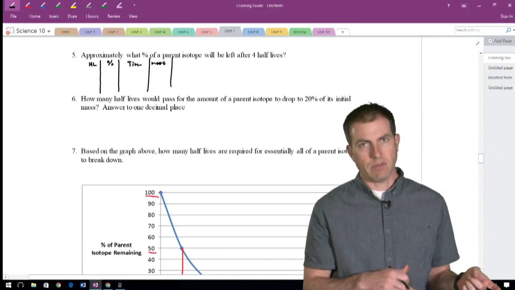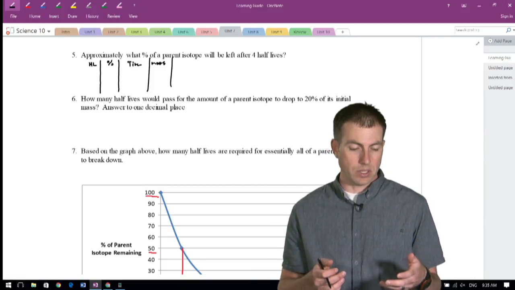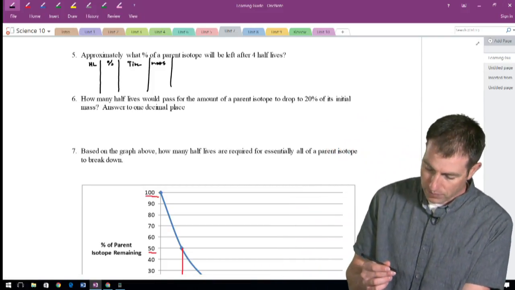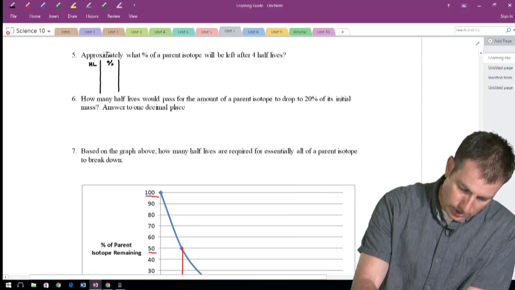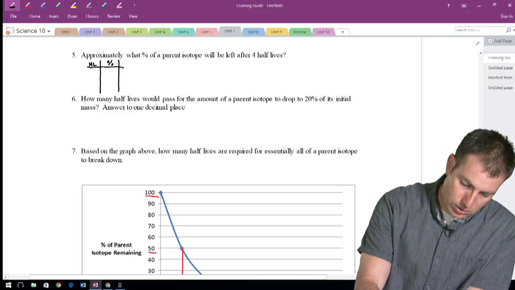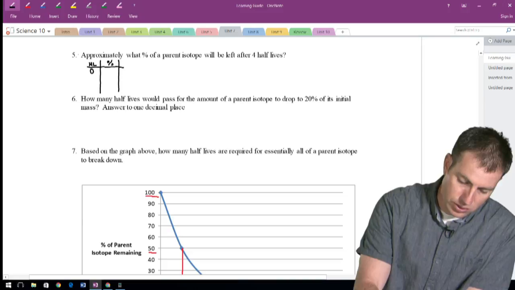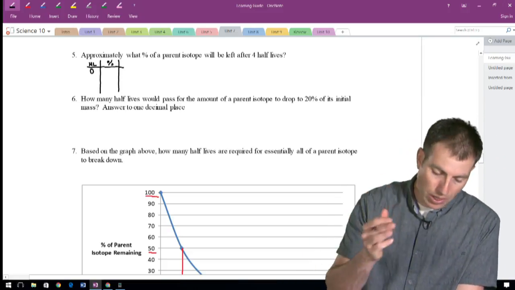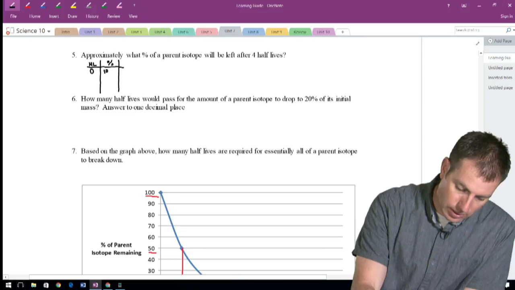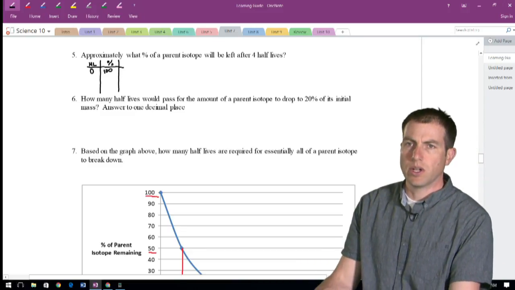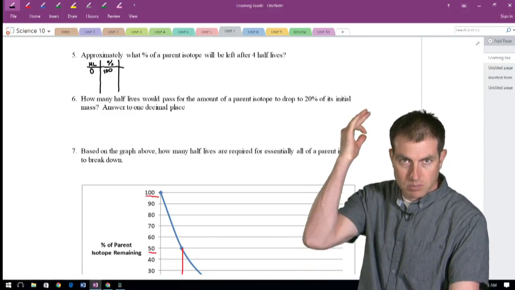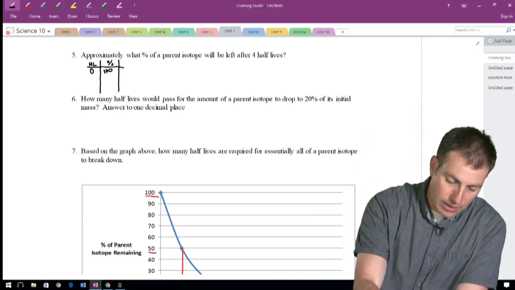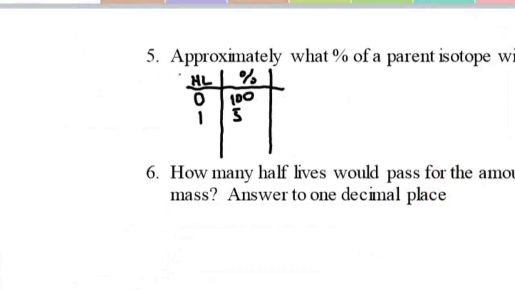All we need is number of half-lives and percent, because it says how much percent of your parent isotope will be left after 4 half-lives. So I'm going to lose some of the stuff on the side here, and we'll just go through like this. I'm always going to start at 0. And when I start at 0, I have 100% of what I initially started with. So 100% at 0. Generally speaking, for all of these, it's best to start with 0. Start at time 0. That's the very start of your experiment. And then 1 half-life passes, and you should have 50% of what you started with.